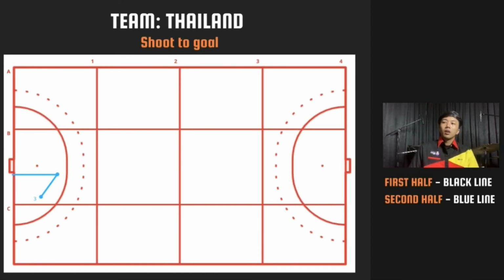So there are many skills that need to be improved in the Thailand team, such as short passes and long passes, because these two performance indicators can lead to gaining many goals, and then the team can gain many attempts on shoot to goal.